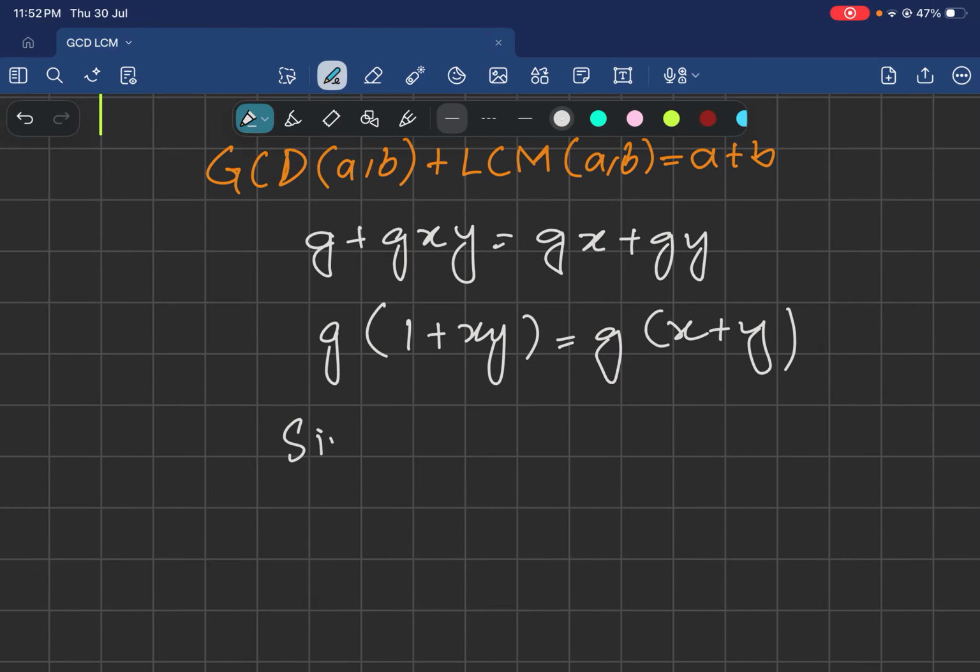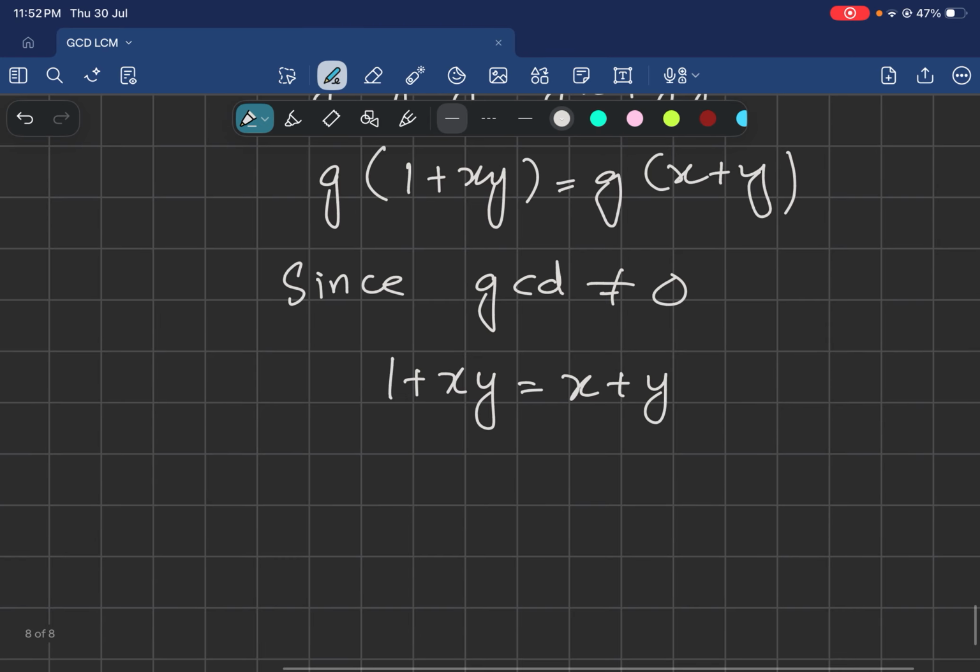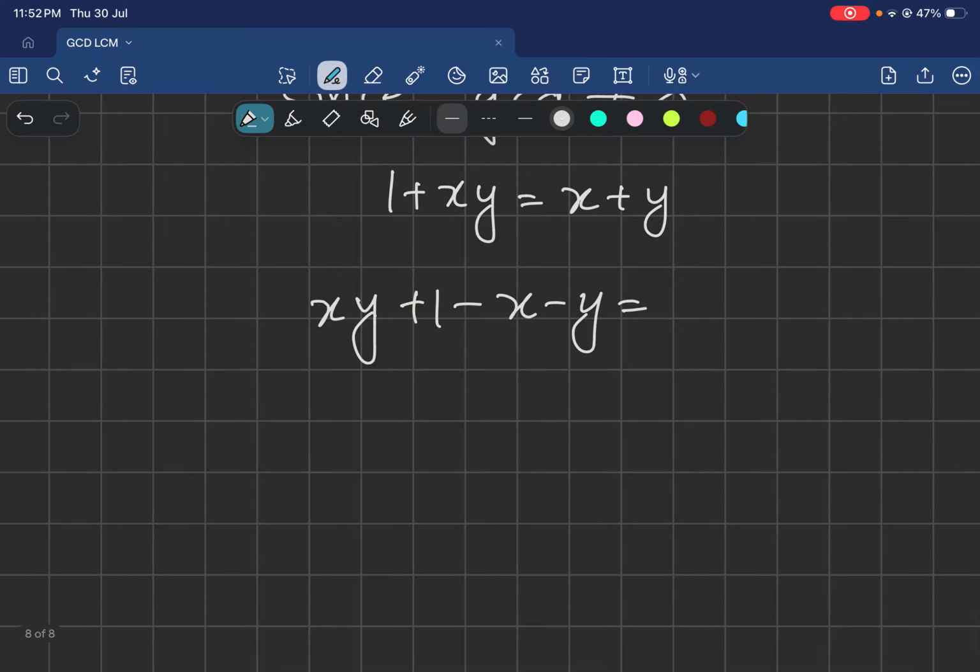Since GCD is not equal to 0, GCD can never equal 0, okay? Therefore, we divide both sides by G, and then you are left with X plus Y. You bring this on this side, and then you get X plus Y, okay? And then you get plus 1 minus X minus Y. So I'm writing it out to factor it.